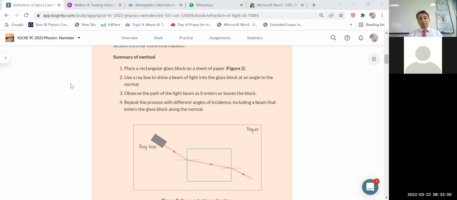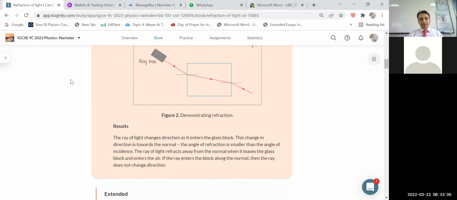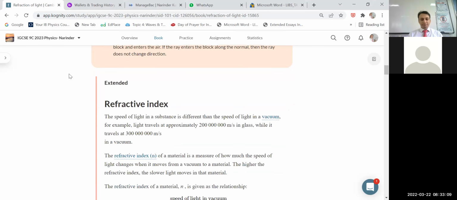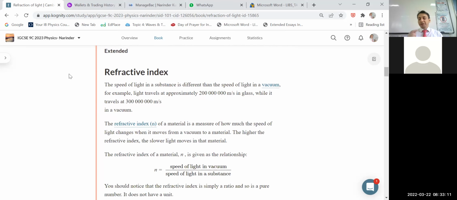These are experimentally proven results, and this will happen, children. That is the phenomenon of refraction of light. I want to discuss one more topic, children, then we will end our class.